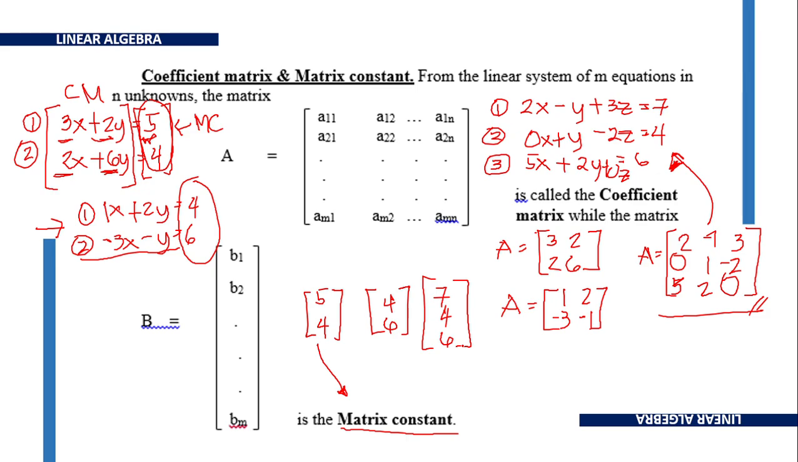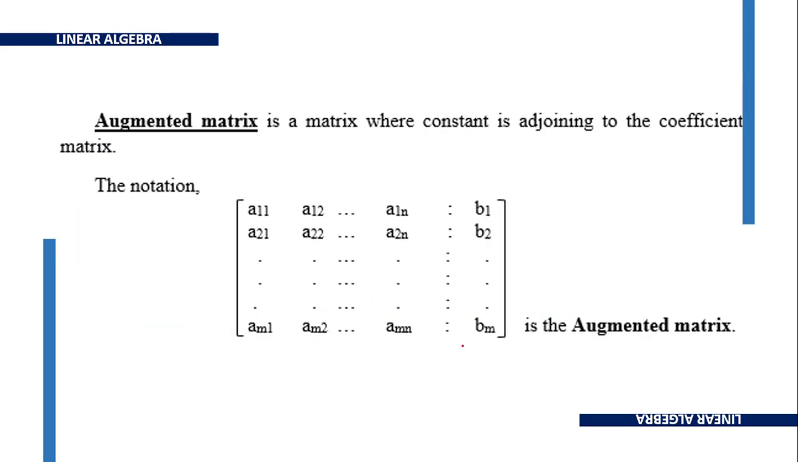Okay, next. Next, we have the augmented matrix. Augmented matrix is a matrix where constant is joined to the coefficient matrix.